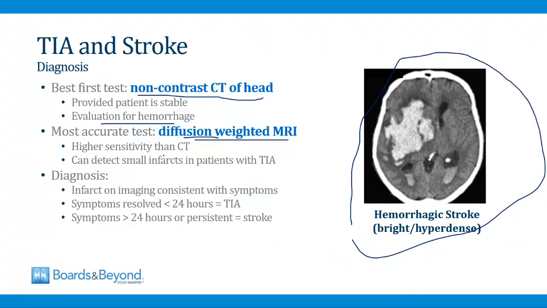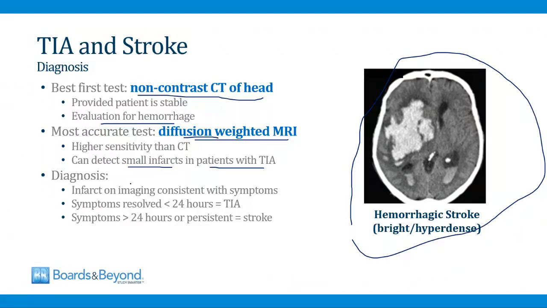And this is especially useful in patients who have had small infarcts, who have a TIA. So when patients have a TIA and their symptoms resolve, the head CT may be normal, but if you do a diffusion-weighted MRI, you can see small areas of infarction, and that can let you know which vessels were involved in the TIA and what the mechanism of the TIA was.